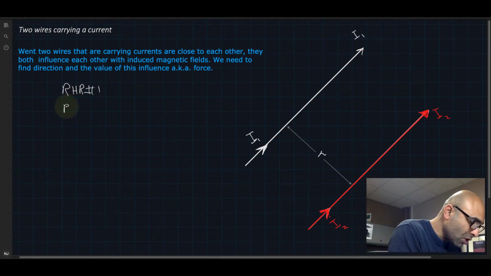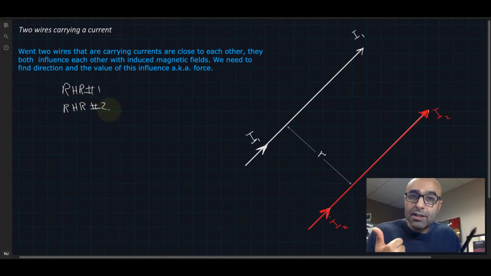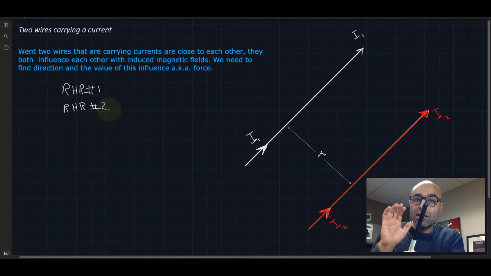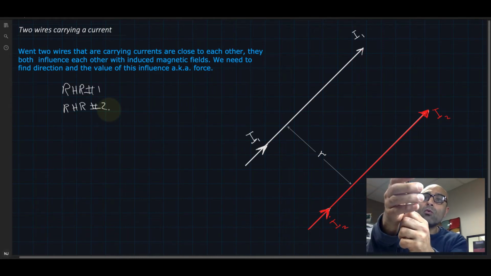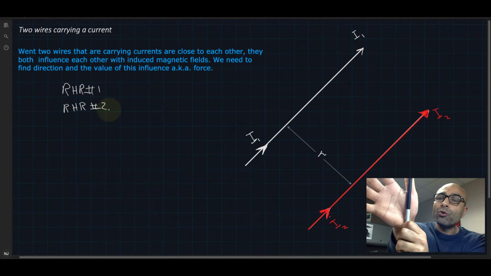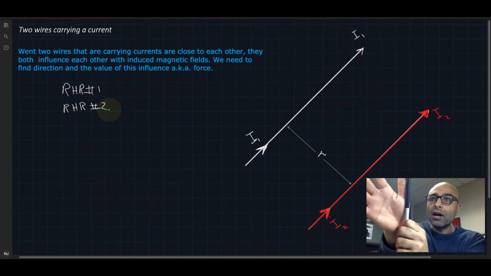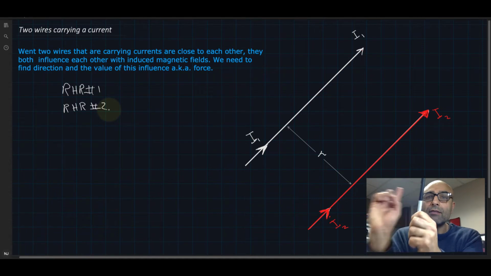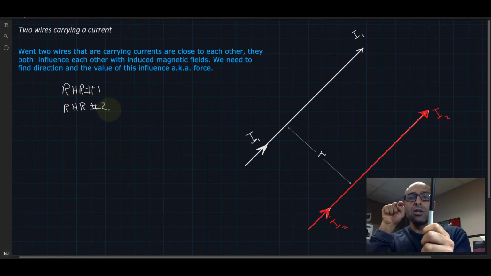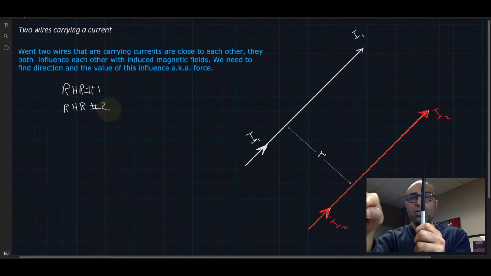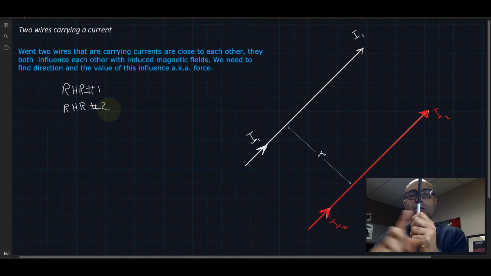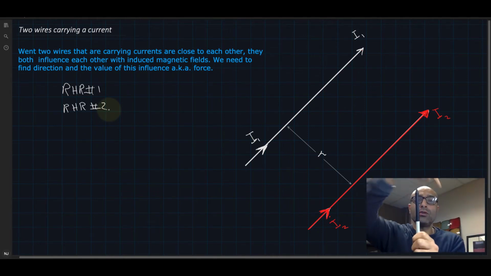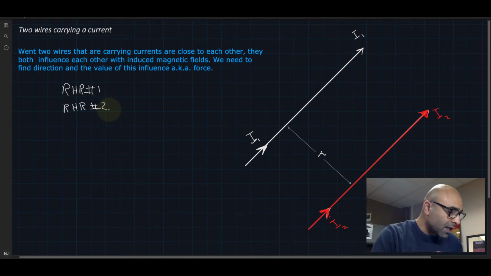We also need to use right-hand rule number two, for a wire that is carrying a current, to find the direction of the magnetic field. If this is a wire and the direction of the current is up, then you grab the wire so that the thumb points in the direction of the current, and the magnetic field loops around. To the right it goes this way, and to the left it goes out like that. So it loops around like this. That's right-hand rule number two.